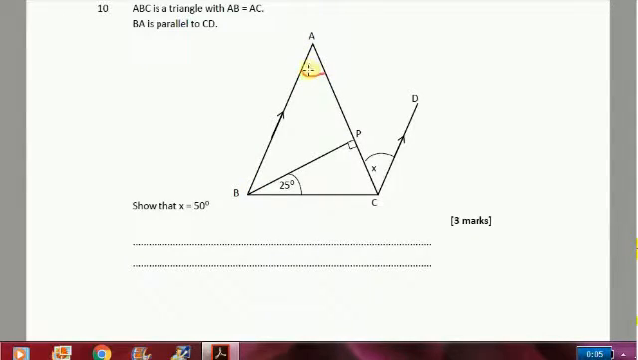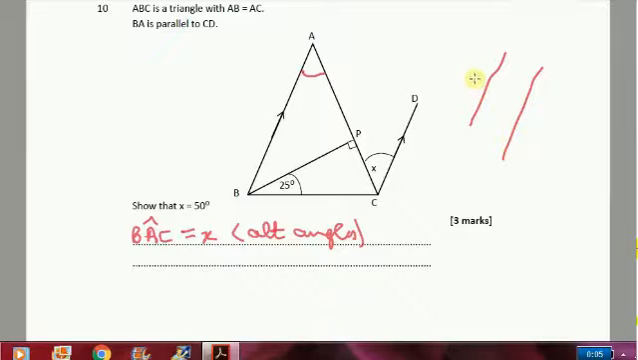So let's think, how am I going to approach this? The angle I've marked in red there, angle BAC, is equal to X because they are alternate angles. If I draw it over here, if you have two parallel lines and the line crossing over, then this angle is an alternate angle with that one, and alternate angles are equal.